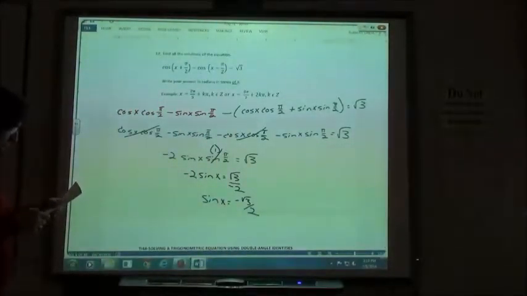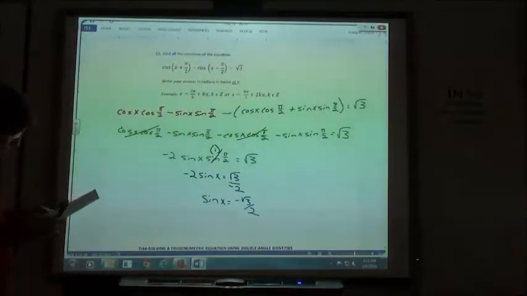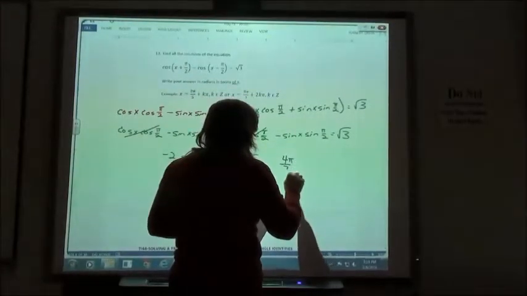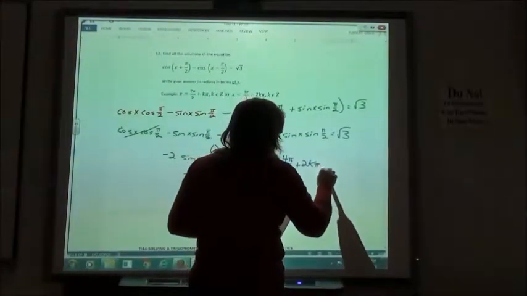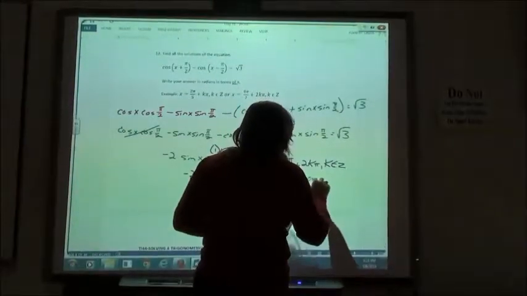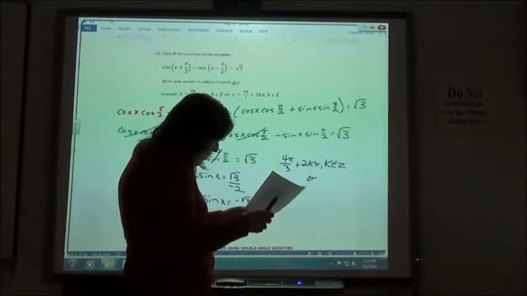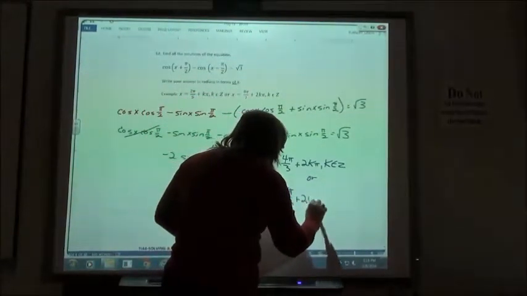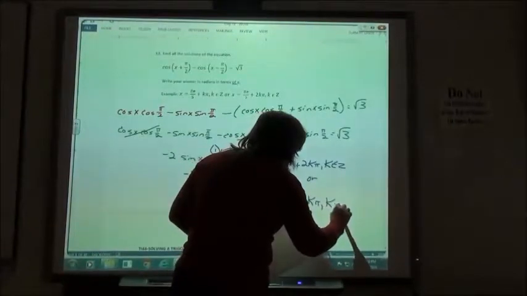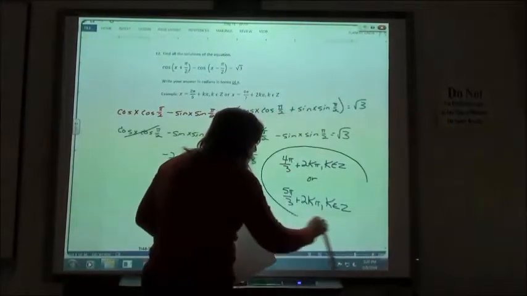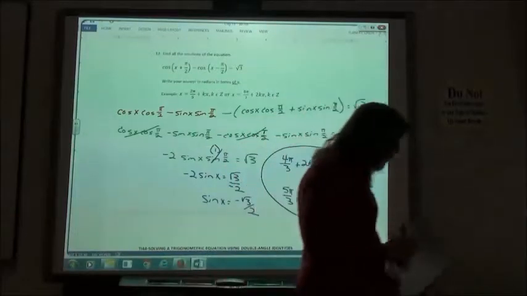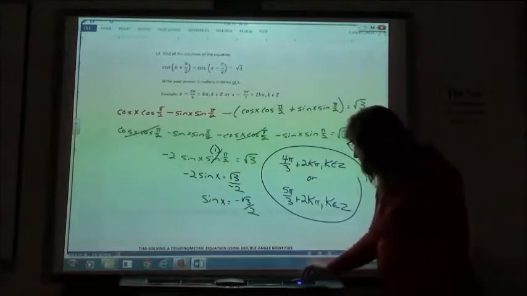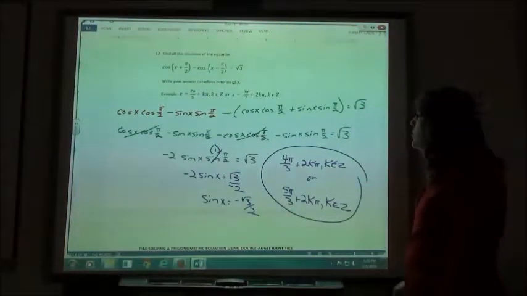So looking up on our table for where does the sine equal negative square root of 3 over 2, we have 4 pi over 3 plus 2k pi, with k being an element of z, or, keep looking at my table, negative square root of 3 over 2 is 5 pi over 3 plus my 2k pi, with k being an element of z. So either 4 pi over 3 or 5 pi over 3 plus my 2k pi, since that's my period for sine, and those should be your answers.